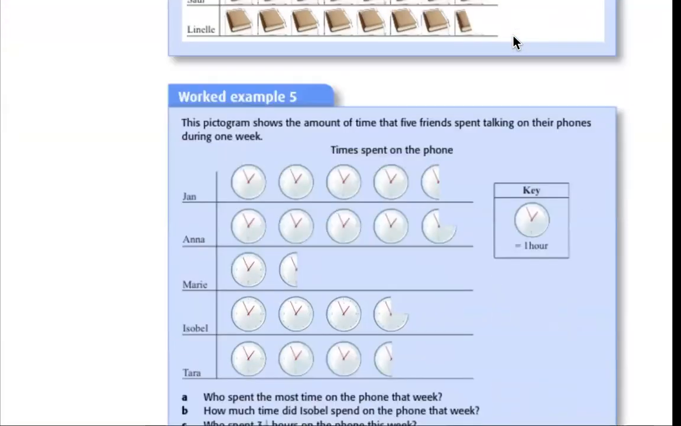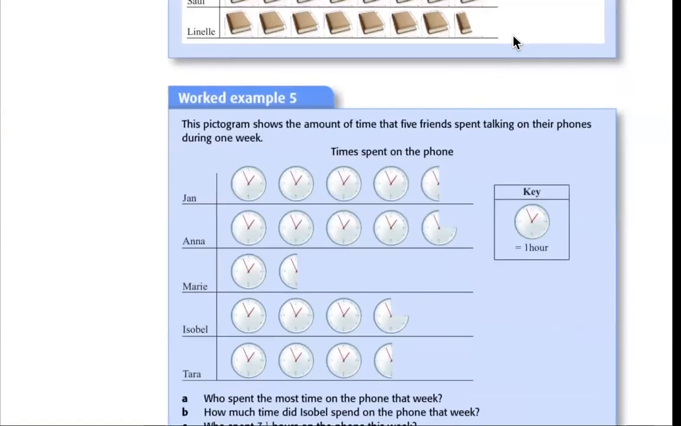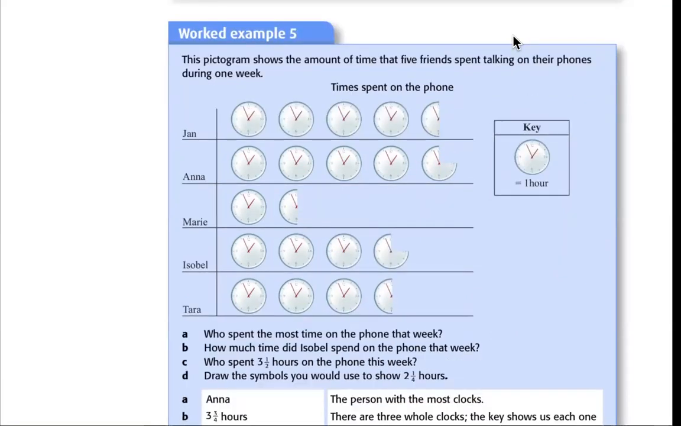Look at the other worked example. The pictogram shows the amount of time that 5 friends spend talking on their phones during 1 week. Who spends the most time? You can see immediately it is Anna. Who spent the least time? Mary. Then after that, we only start to calculate. Who spent the most time? You can see already immediately it is Anna because she has the most.